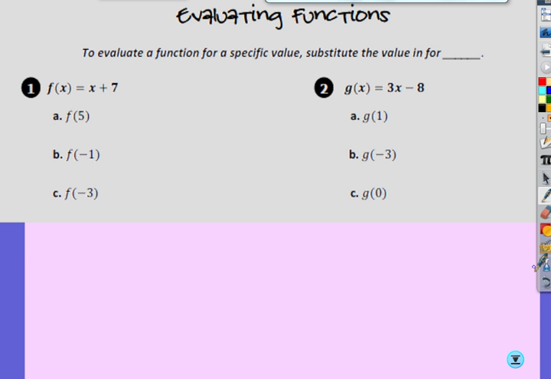For the next example, my function rule is g of x equals 3x minus 8. I will replace the value inside of the parentheses where the x goes. For letter A, I will do 3 times 1 minus 8. That gives me a solution of negative 5. So g of 1 equals negative 5.